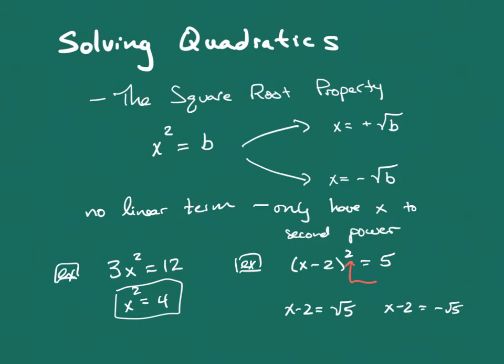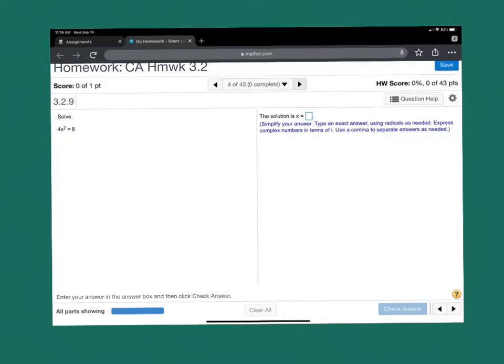So let's work an example to see where that starts coming into play. Here they're giving us an example where we've got 4x squared is equal to 8. I only have an x squared term. I don't have just plain x. So I've got x squared, so I can use my square root property.